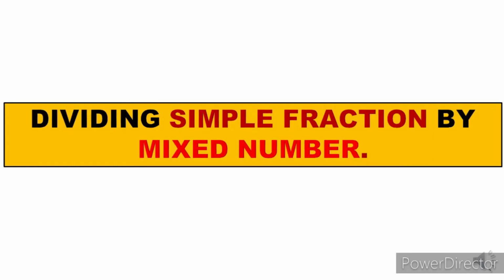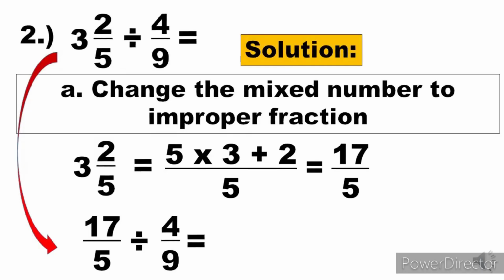Okay, next, dividing simple fraction by mixed number. Okay, this is number 2 example. Mixed number 3 and 2/5 divided by 4/9. Okay, so this is the solution. First is to change the mixed number to improper fraction. So, to change 3 and 2/5, i-multiply lang natin yung denominator sa whole number, and then i-add natin sa numerator. So, we have 5 times 3 plus 2 all over the denominator 5. And then 5 times 3 plus 2 is 17/5.